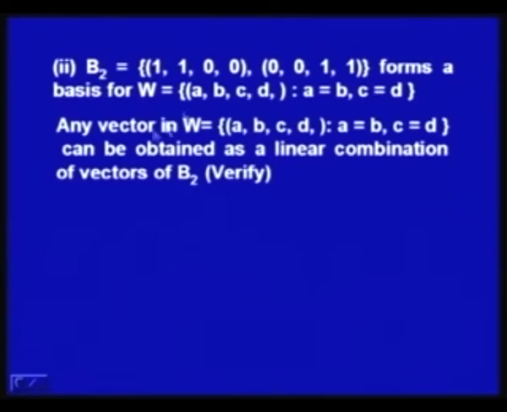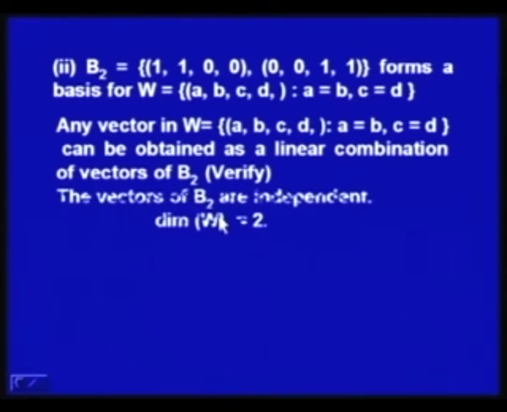So, any vector in W which is of this form can be obtained as a linear combination of vectors of B2. I leave this as an exercise for the viewers to verify, and further the vectors of B2 are independent. So, again they can check whether these 2 vectors are independent or not. If this spans the vector space and the vectors are independent, then B2 will form a basis for W, and in that case the dimension will be 2 because there are only 2 vectors in the basis.